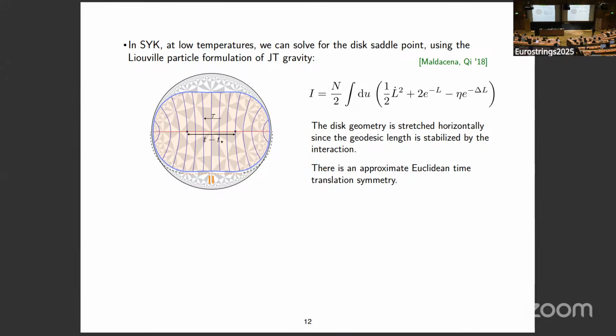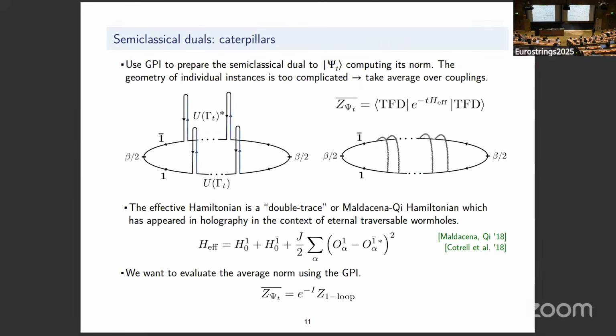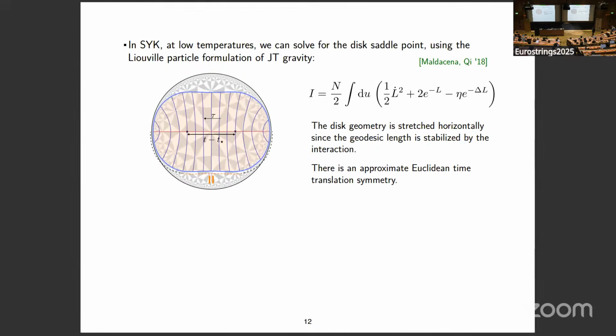And so what happens is that this effective interaction, in this case, has been studied and introduces some other term. Okay. And so one can solve for this disk geometry very explicitly in that case. What happens essentially is that this additional term stabilizes the length between the two boundaries. And so the disk stretches for that reason. So essentially, the length is stabilized and there is some approximate time translation symmetry of the solution. And so the disk gets stretched.